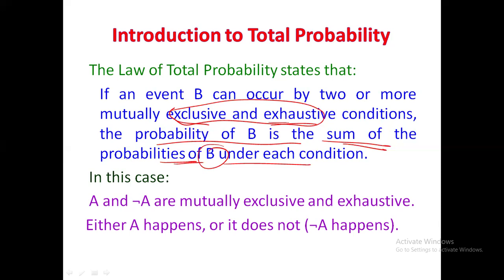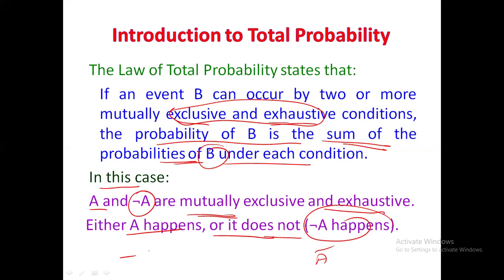So in this case, A and A bar, if I am taking, are mutually exclusive and exhaustive. Either A happens or it does not happen. Does not happen means A bar. We are representing it as A bar. Otherwise, the A bar is given by a bar symbol over it. That is known as A bar.